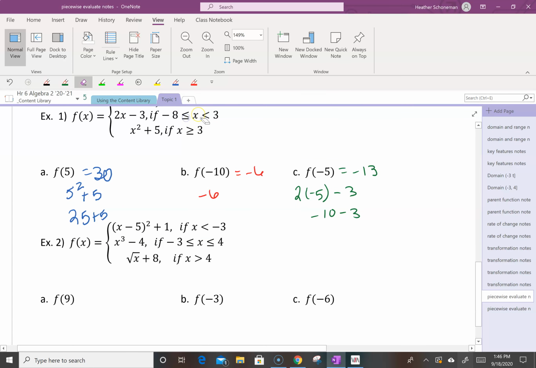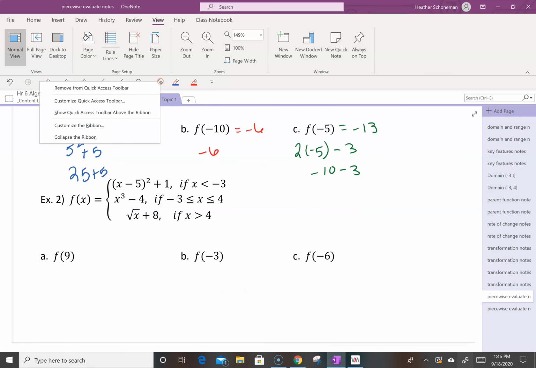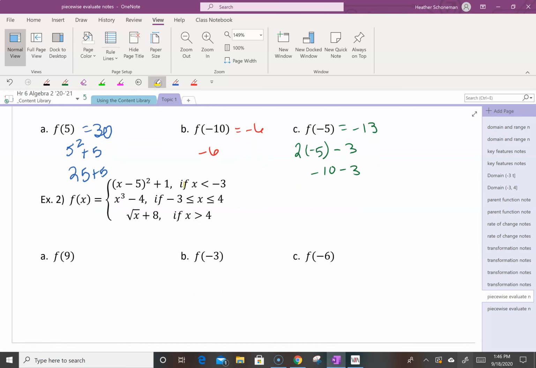Okay, let's look at another example. Same situation, different equations that we're working with. On the first one, 9, you want to ask yourself, is 9 less than negative 3? No, it is not. Is 9 in between negative 3 and 4? No, it is not. Is 9 greater than 4? Yes, it is. So I'm going to plug it into this one. The square root of 9 plus 8. The square root of 9 is 3, and 3 plus 8 is 11. So f of 9 is 11.